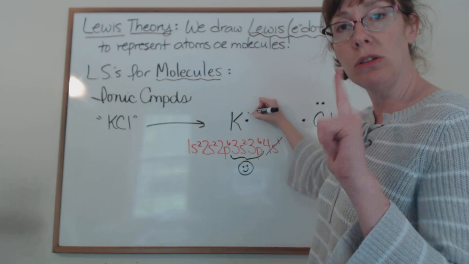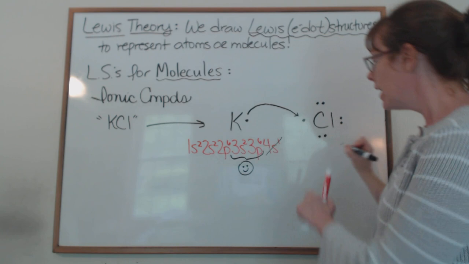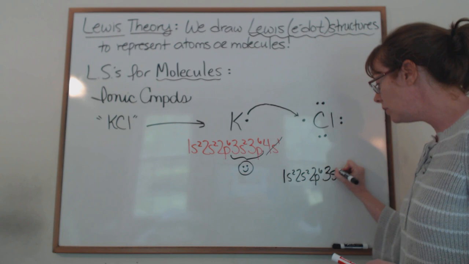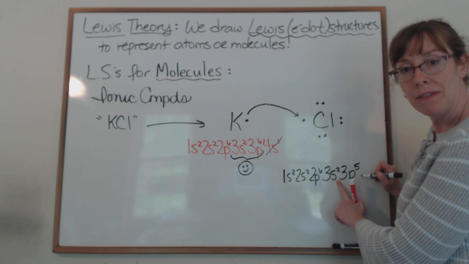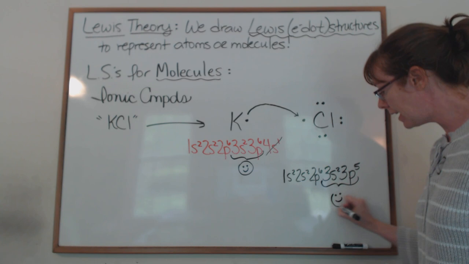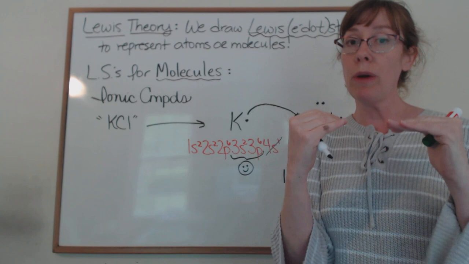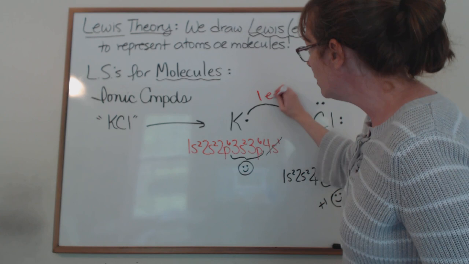Chlorine is the exact opposite. Chlorine is going to be happy to gain one. Chlorine's electron configuration is 1s2, 2s2, 2p6, 3s2, 3p5. He has 7, but if he can just add one more, he will get full. As long as he gets the plus one, he'll have 8. So by potassium transferring his electron to chlorine, both atoms become happy, satisfied, or low energy. And that's exactly what happens with this molecule. There is a transfer of one electron from potassium to chlorine.